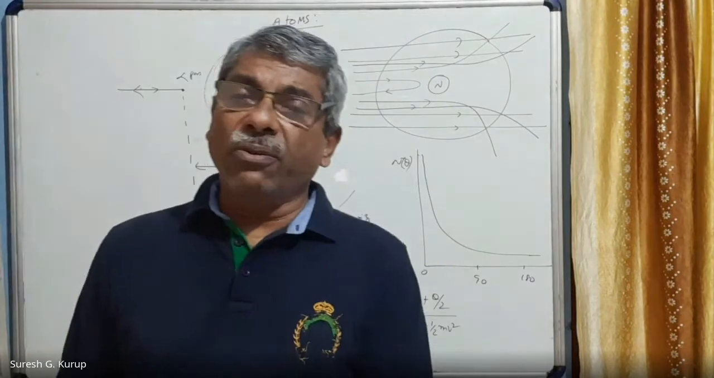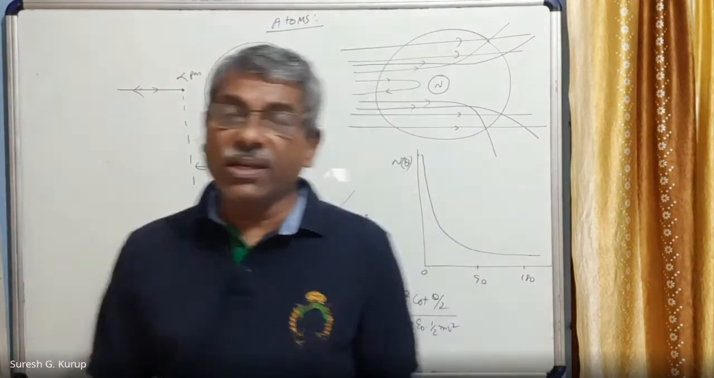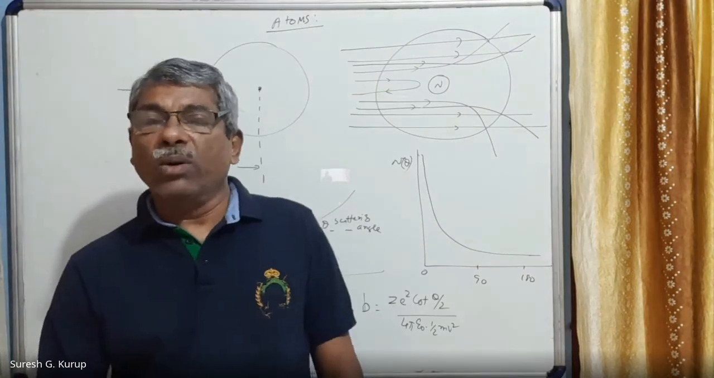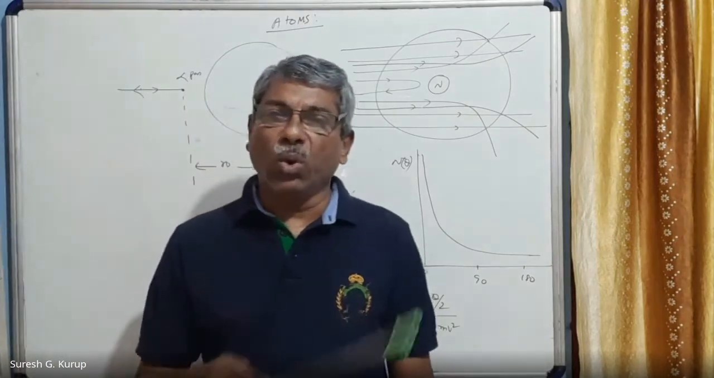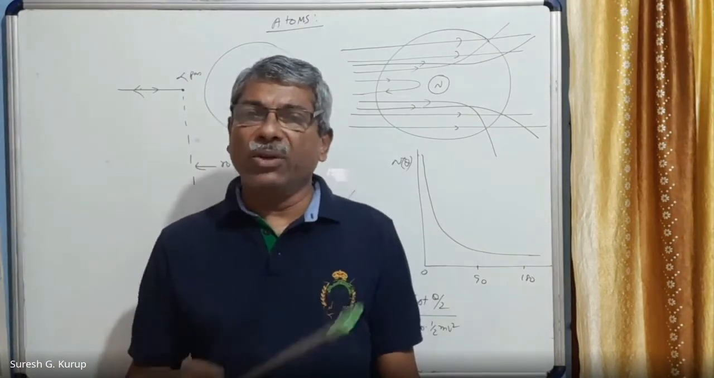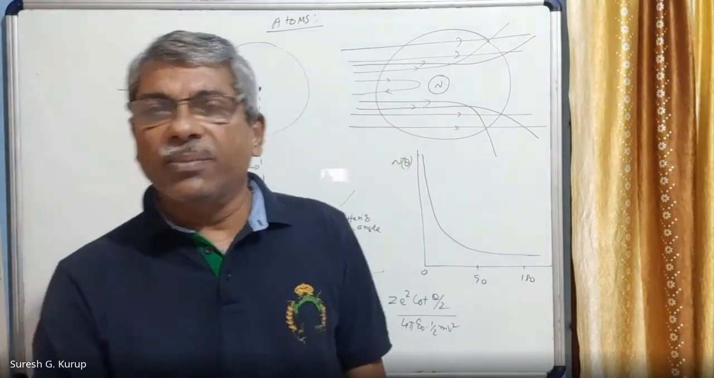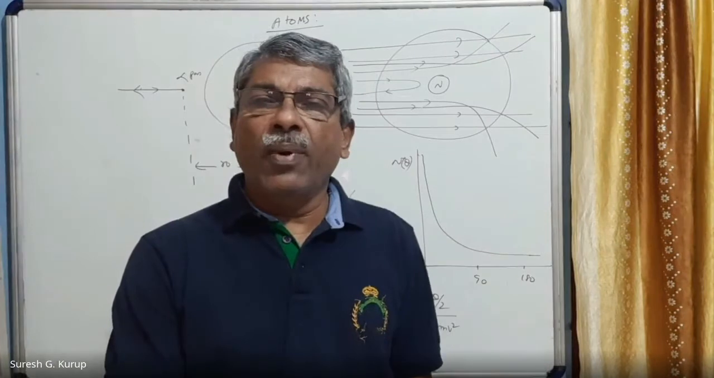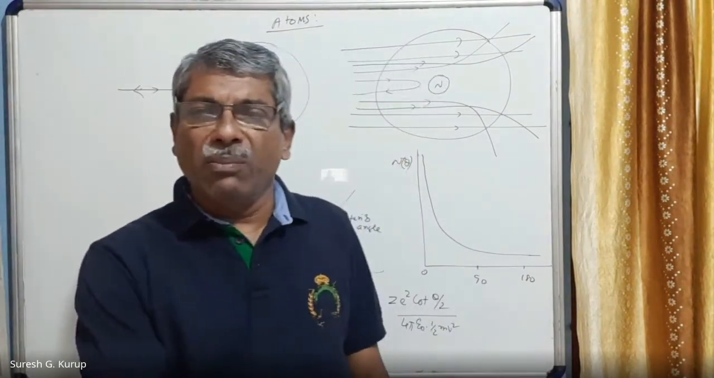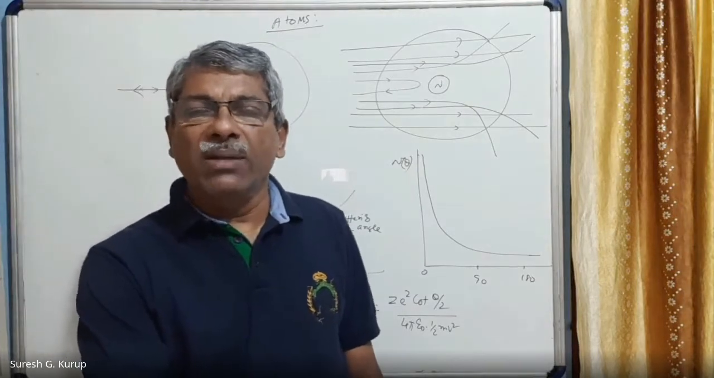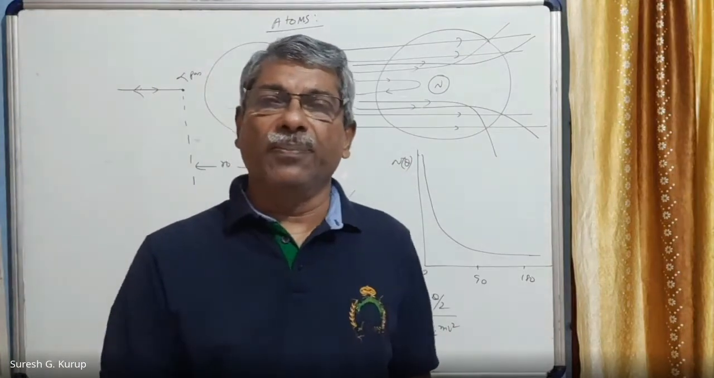According to Rutherford, an atom is of spherical shape. It has a tiny positive core at the center, and the electrons are moving around this core, which is called the nucleus. The nucleus is the place where the entire positive charge is concentrated. And about 99.9% of the mass is also concentrated in the nucleus. That means the maximum amount of mass is concentrated in the nuclear part of the atom, right?